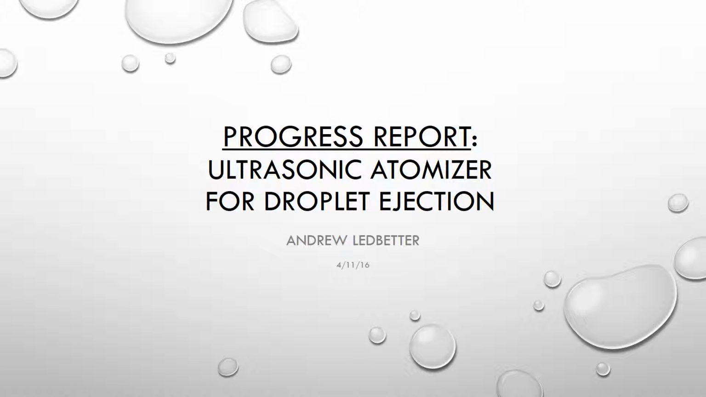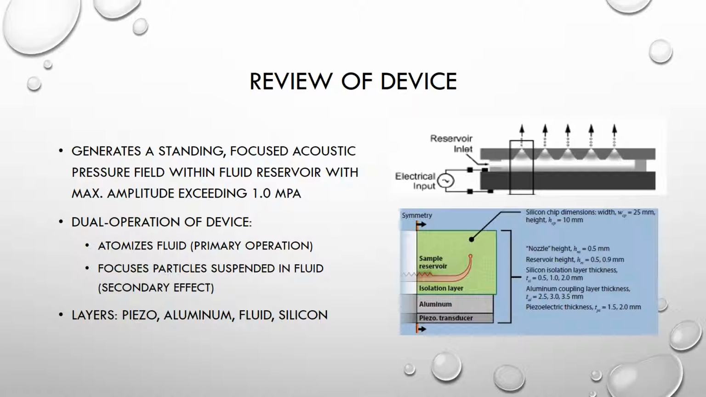This is a progress report for Andrew Ledbetter on the Ultrasonic Atomizer for Droplet Ejection. A quick review of the device: it consists of a piezoelectric transducer, an aluminum layer, a fluid reservoir, and a silicon chip with pyramid-shaped nozzles etched into it. The image at the right shows a 2D cut through the device, and the primary goal of the device is to eject liquid droplets, and that's achieved by generating a high pressure gradient at the nozzle tips in the fluid reservoir.